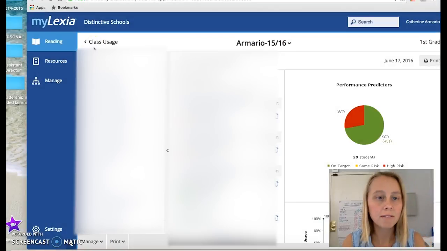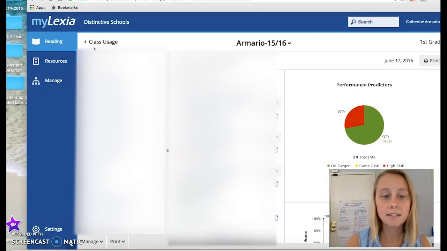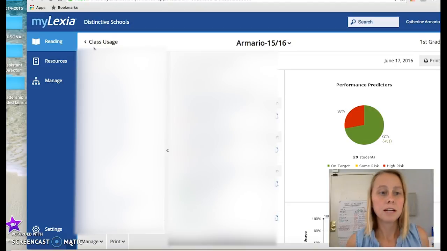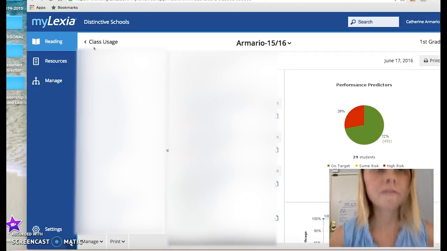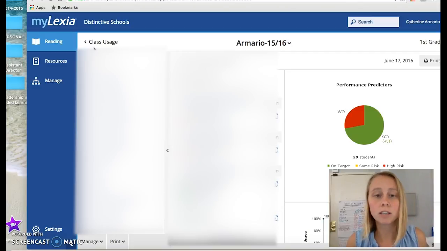Hi, so what we're looking at right now is the Lexia dashboard. Lexia is a program used for reading. Students use it daily. So there's a lot of different things to look at on the dashboard when you are using it. The first thing I probably look at is in terms of long-term planning.